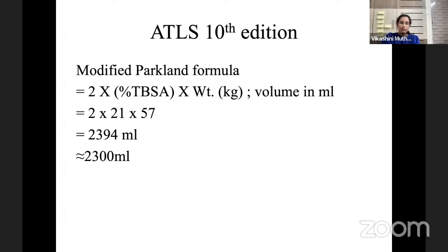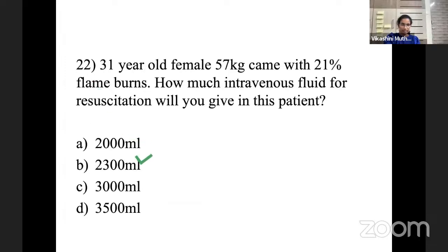The modified Parkland formula states that it's not 4. The conventional Parkland formula was 4 into total body surface area into weight in kg, but the modified Parkland formula is 2 into percentage of body surface burnt and weight in kg. So the volume you get is in ml. So it's 2 into 21% and weight was 57. So again, you get an answer somewhere around 2394, 2300 approximately. You got the answer right. 2300 ml. So again, you got an answer that is present in an option, right?